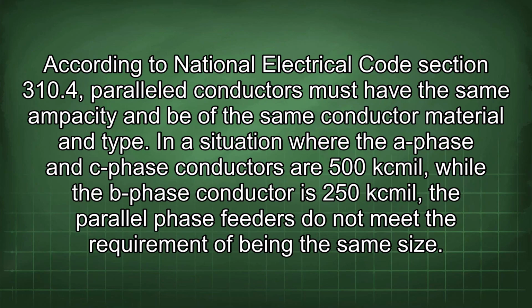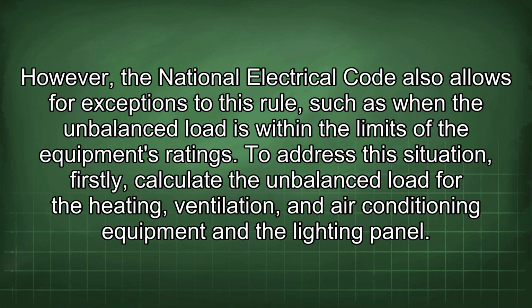According to National Electrical Code Section 310.4, parallel conductors must have the same ampacity and be of the same conductor material and type. In a situation where the A phase and C phase conductors are 500 kcmil, while the B phase conductor is 250 kcmil, the parallel phase feeders do not meet the requirement of being the same size. However, the National Electrical Code also allows for exceptions to this rule, such as when the unbalanced load is within the limits of the equipment's ratings.